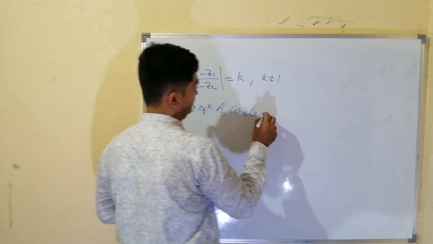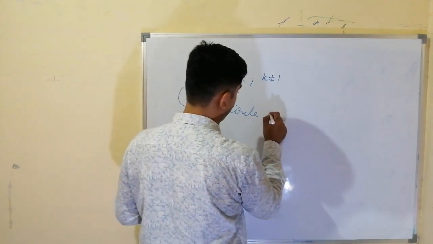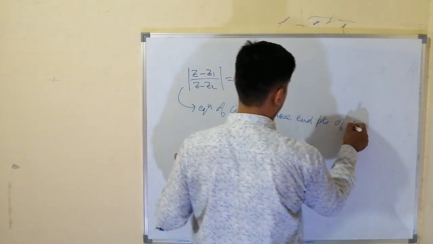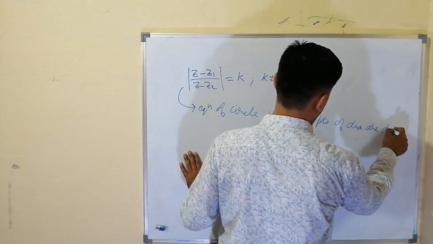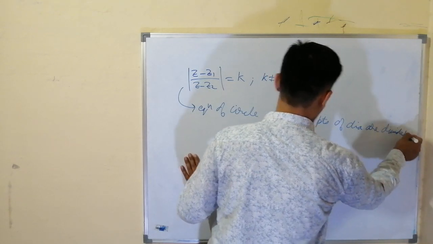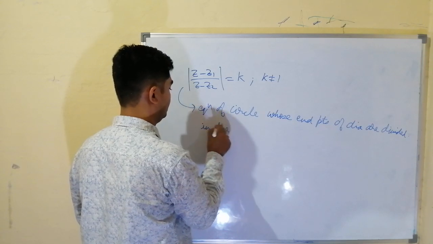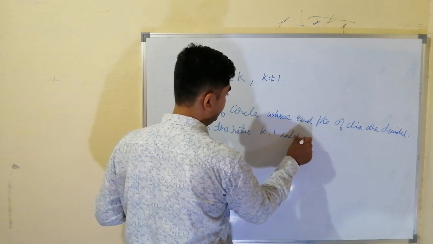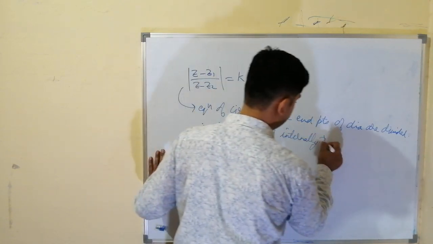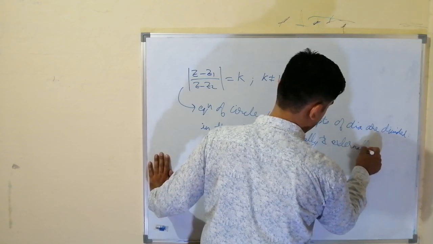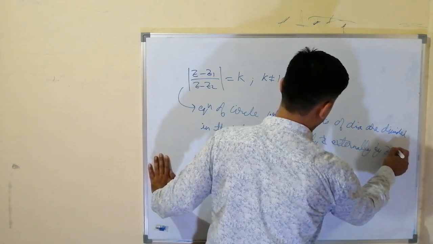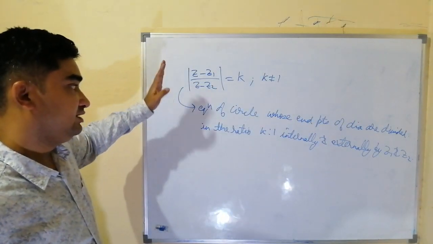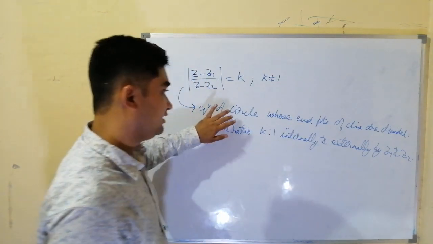Equation of circle whose end points of diameter are divided in the ratio k is to 1 internally and externally by z1 and z2.